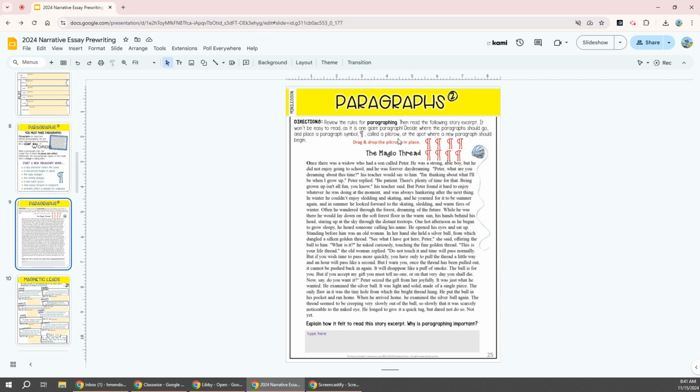It says, once there was a widow who had a son called Peter. He was a strong, able boy, but he did not enjoy going to school, and he was forever daydreaming. "Peter, what are you dreaming about this time?" His teacher would say to him. "I'm thinking about what I'll be when I grow up," Peter replied. "Be patient, there's plenty of time for that. Being grown up isn't all fun, you know," his teacher said.